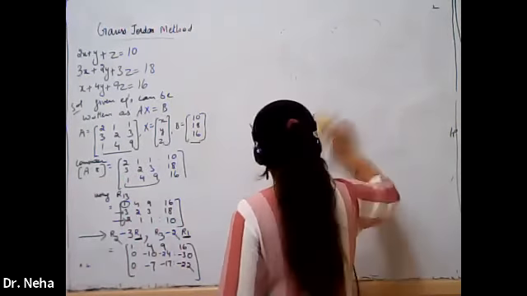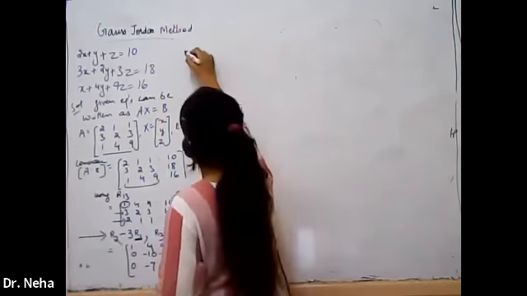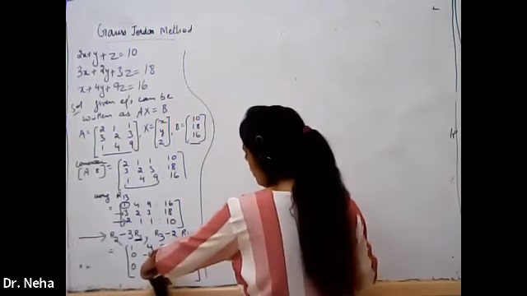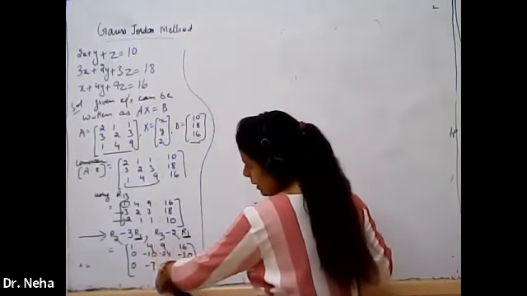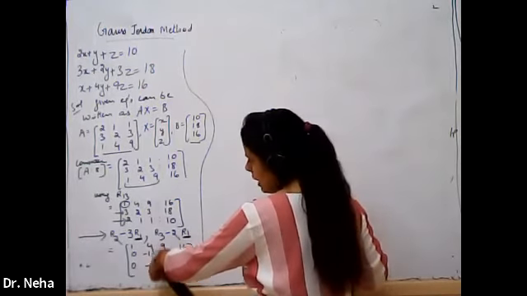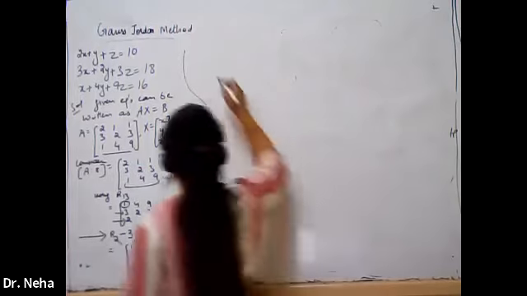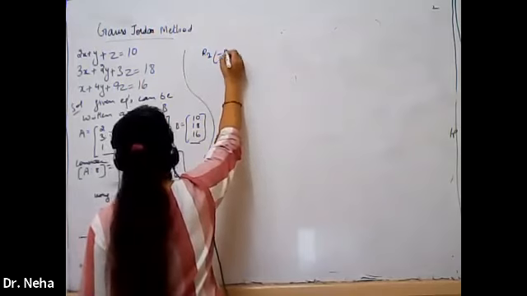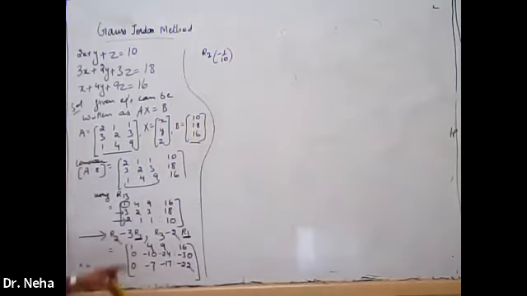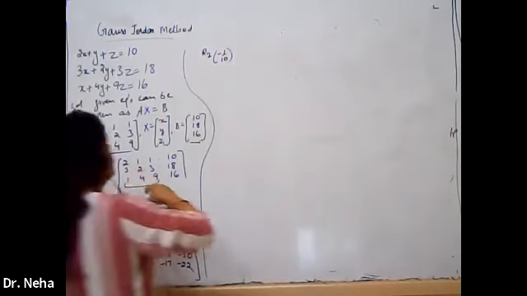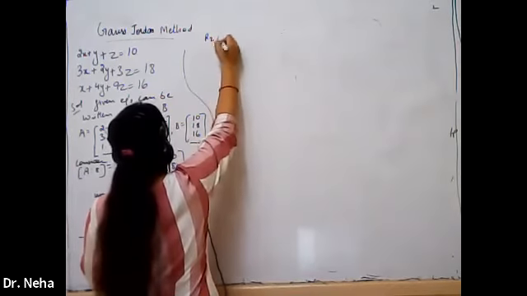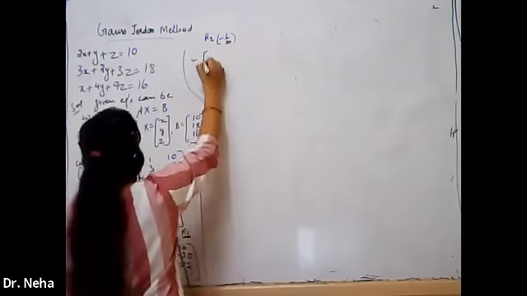What is the next step? We have to make the second diagonal as 1. How? Now see, there is no 1 in this column. We cannot interchange with any row. So we have to divide. How will you do it? R2 into minus 1 by 10. We have to make R2 plus 1. So R2 into minus 1 by 10. What will it become?